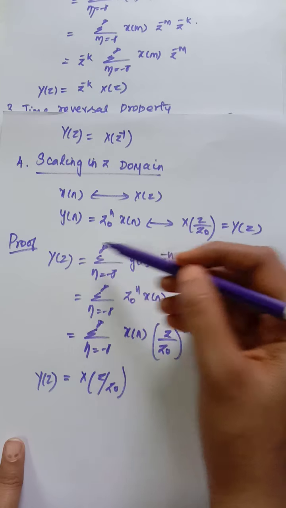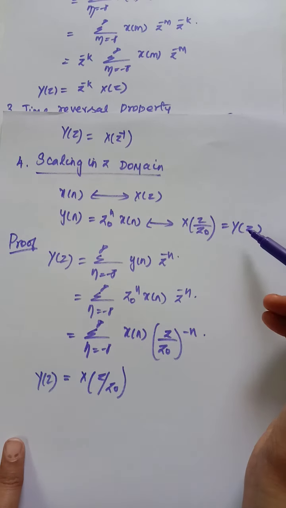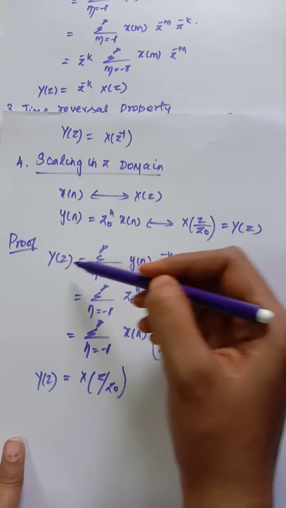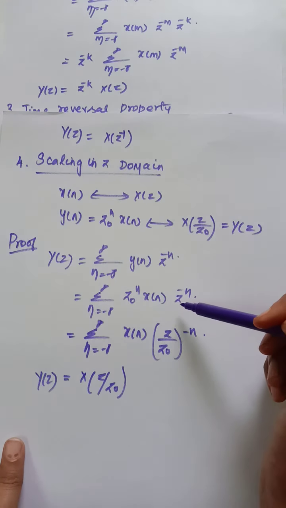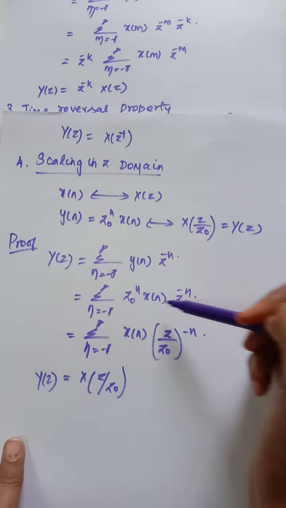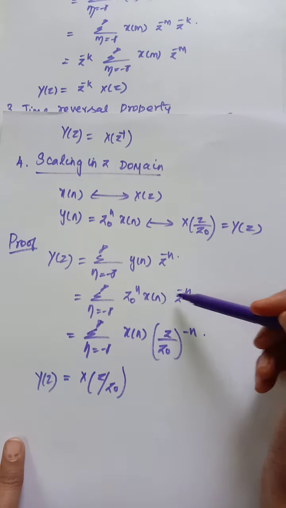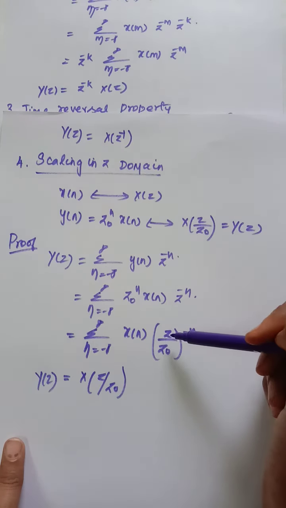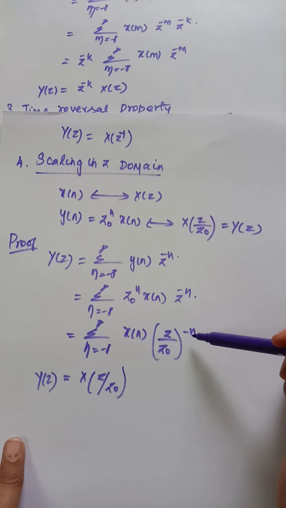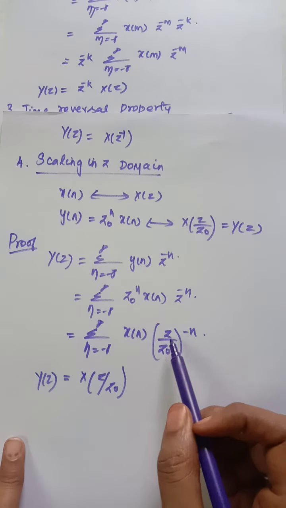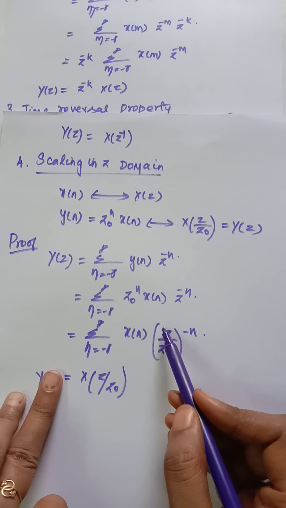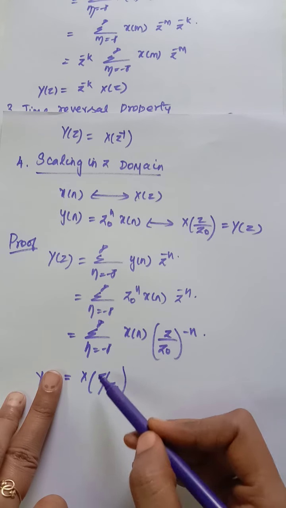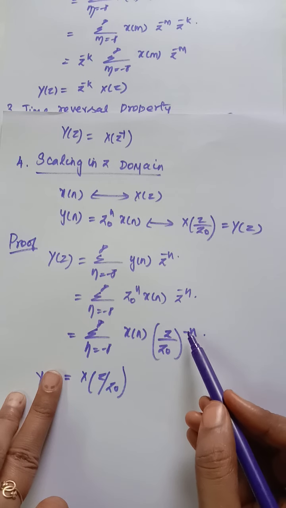So as usual, I am going to write down the z transform of this y of n. So I have written this y of n is equal to z naught power n x of n. So this can be combined as z by z naught, because the power is n. So we can write it like this: z by z naught, the whole power minus n. Okay, now when I apply the z transform for this, whatever terms I am having here, I will write it for z, apart from minus n.